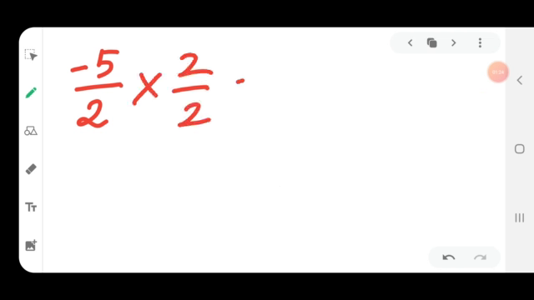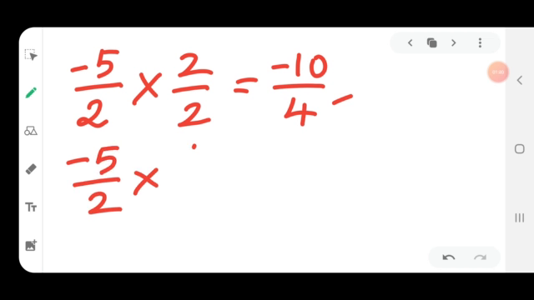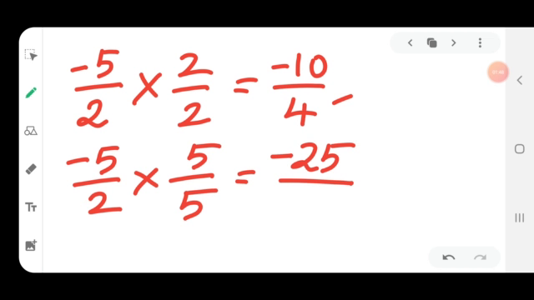Now we will take another example, minus 5 by 2. We can create many equivalent rational numbers of minus 5 by 2. I will take 2 first. 5 2s are 10, here minus 5, so here minus 10, 2 2s are 4. Now minus 10 by 4 is an equivalent rational number of minus 5 by 2. Next, minus 5 by 2 into 5. Now 5 5s are 25, it should be minus 25, and 5 2s are 10. So minus 25 by 10 is another equivalent rational number of minus 5 by 2.